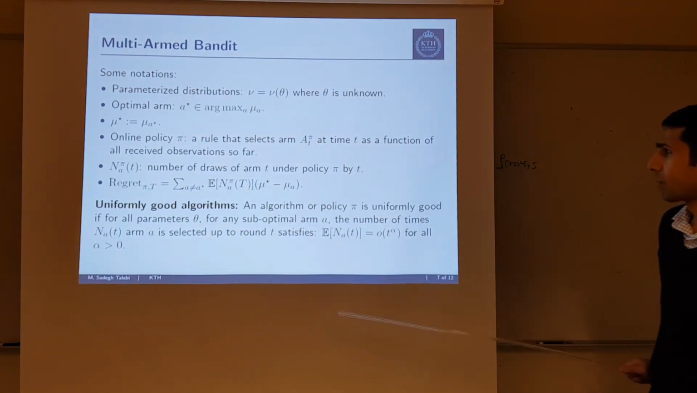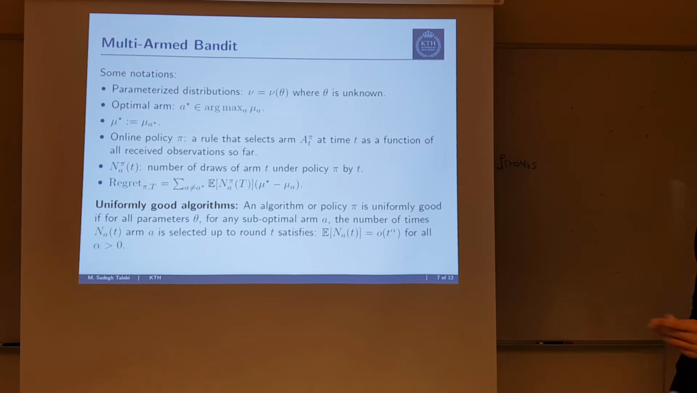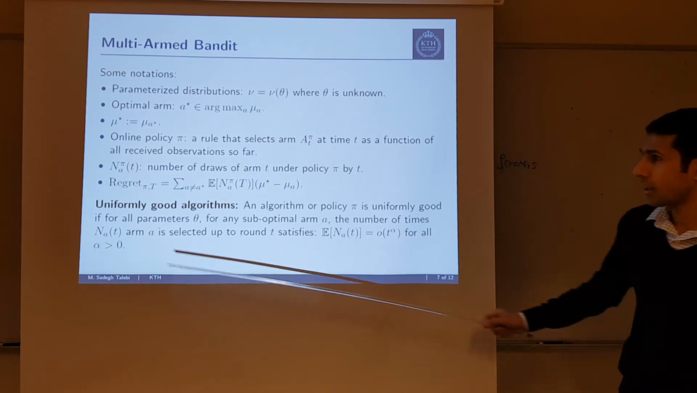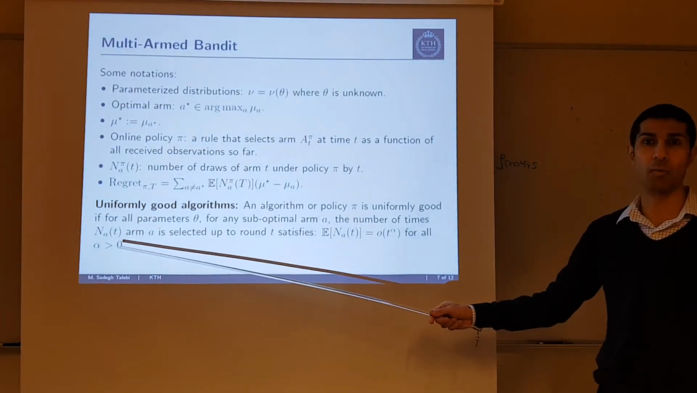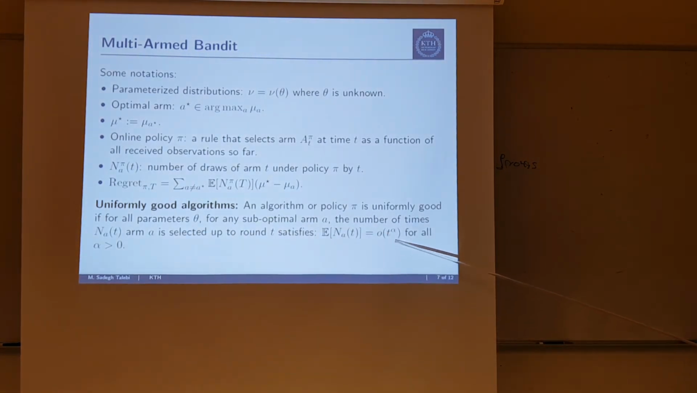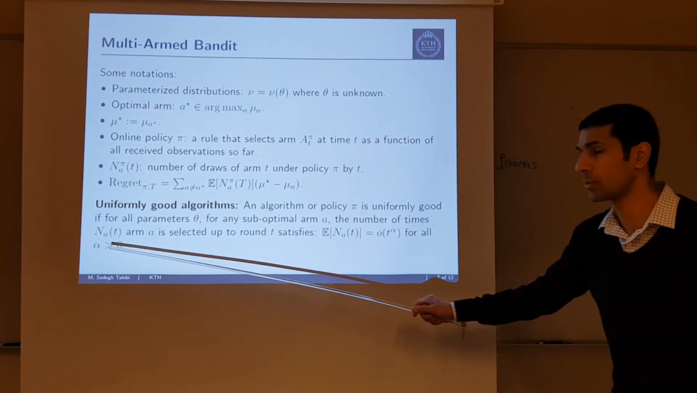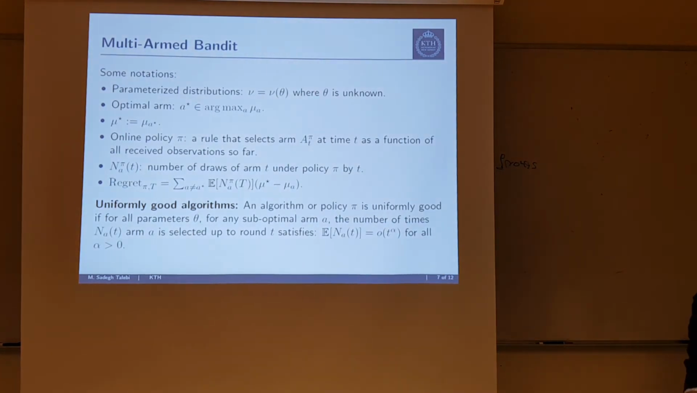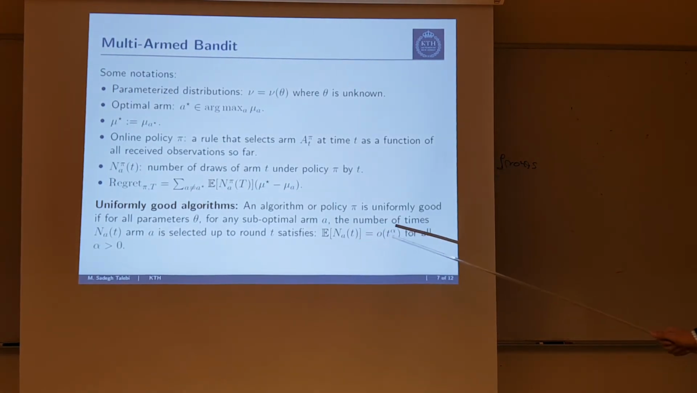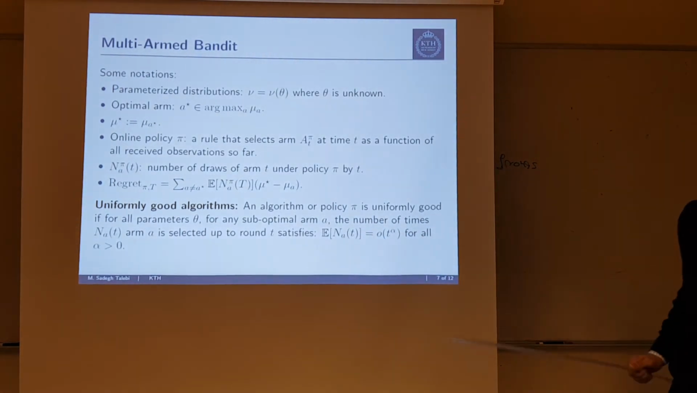So an algorithm or policy pi is called uniformly good if for all parameters theta and for any suboptimal arm A, the number of times N_A(t) that you select arm A up to time t under this algorithm grows as little o of t to the power of alpha, for all positive alpha. For example, if an algorithm plays any arm a logarithmic number of times for any parameter, it satisfies this. It is uniformly good.